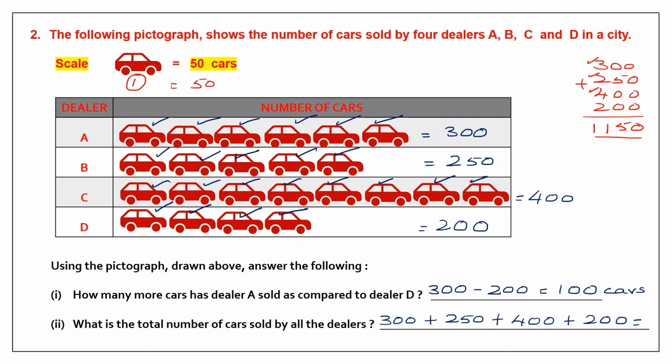So we've got 1150. Now this is the total number of cars sold by all the dealers. So this is our second answer.